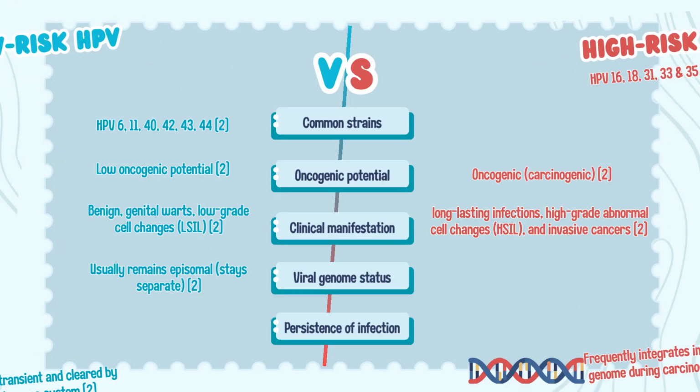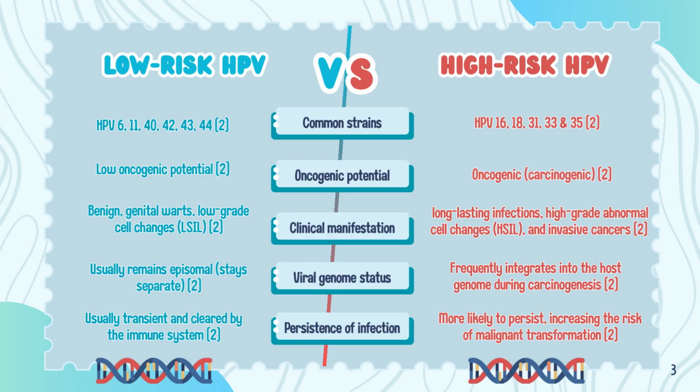This slide compares low-risk and high-risk HPV. Low-risk HPV includes types such as HPV-6 and 11. These viruses have low oncogenic potential and are commonly associated with genital warts and low-grade squamous intraepithelial lesions, or LSIL. They usually remain episomal, meaning that the DNA does not integrate into the host genome, and are cleared by the immune system.